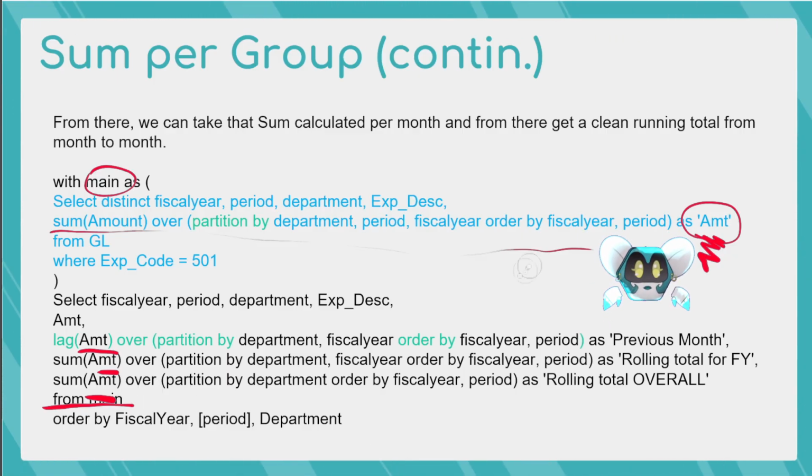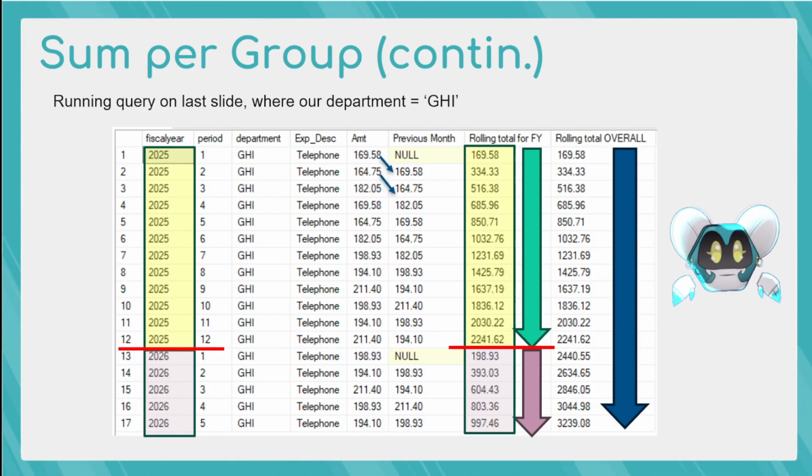We can calculate the rolling sum from period to period using sum the amount over partition by department and fiscal year. Or if you do not want to have the rolling sum stop at the end of the fiscal year, you just want to continue rolling from year to year, all you do is copy that same string, and in this version, only have department. You would take out the fiscal year part. So this is how it looks.